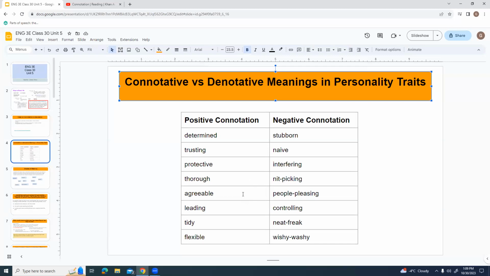We also had agreeable versus people pleasing, leading versus controlling, tidy versus a neat freak, flexible versus wishy-washy.